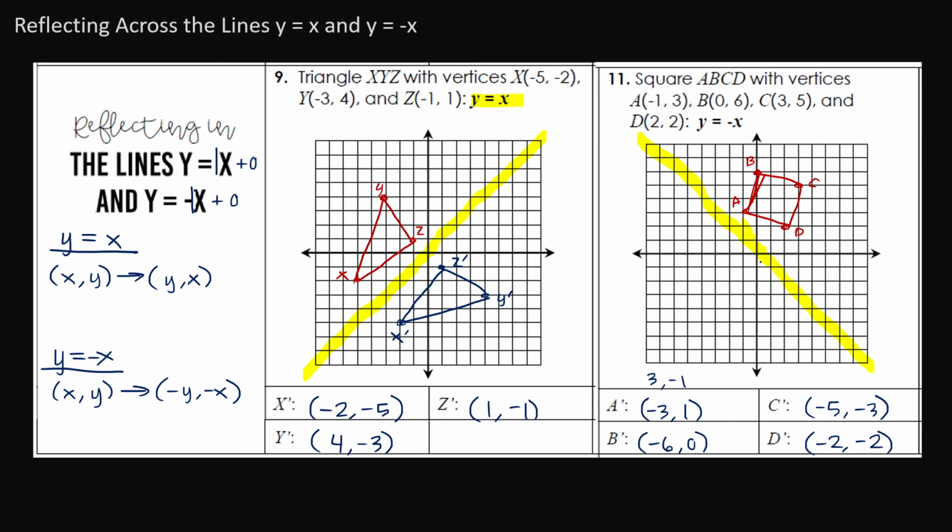So let's plot these points. We have (-3, 1). We have (-6, 0). We have (-5, -3). And we have (-2, -2). So two congruent squares reflected across the line y equals -x. For additional practice with these lines, you can practice with 10 and 12.